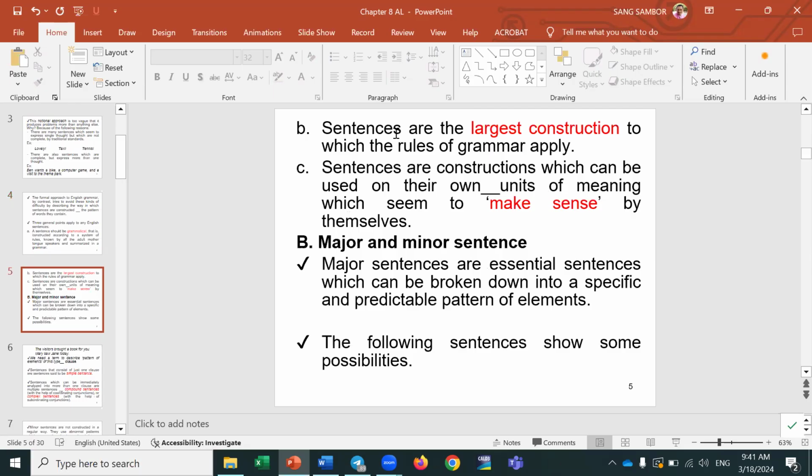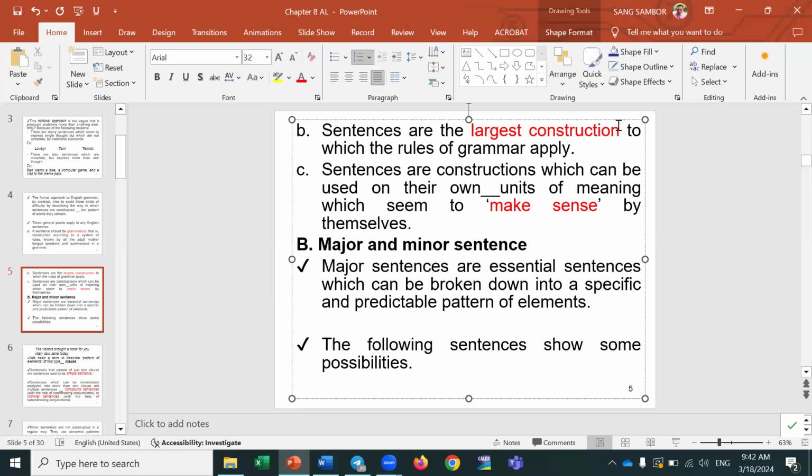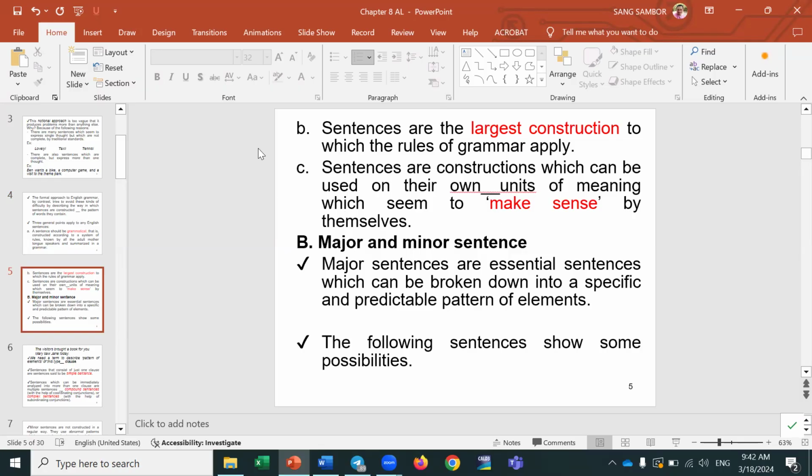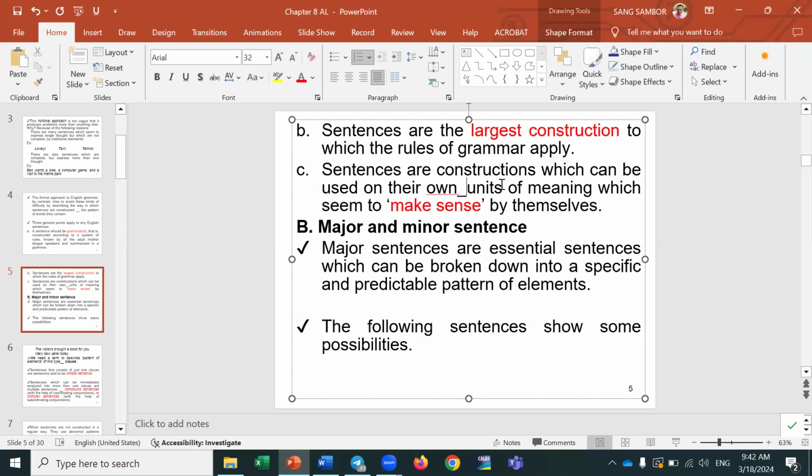The second one: sentences are the largest construction to which the rules of grammar apply. Remember, there is no one way to write a sentence in English. There are so many different ways to write a sentence in the English language. That is the reason why we say sentences are the largest construction. There are many possible ways you can use in order to write a sentence. One way, you probably write your sentence as a simple sentence. You may write it as a compound sentence. You may write it as a complex sentence or probably a compound-complex sentence. Okay, so that's the reason why we say sentences are the largest construction.